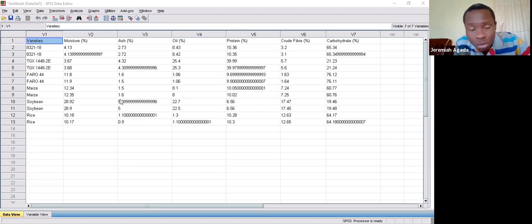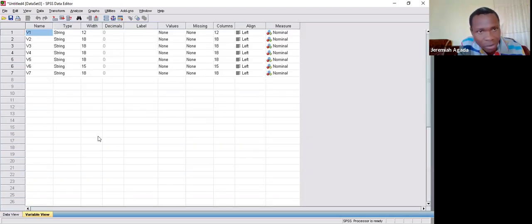Now, if I have to do that, if you look at my interface, come down, you see Data View. That is what will help you to see all these things we have been seeing and talking about. Then if you go to Variable View, that is where you can manipulate your data or change certain things. All right, this is my Variable View.